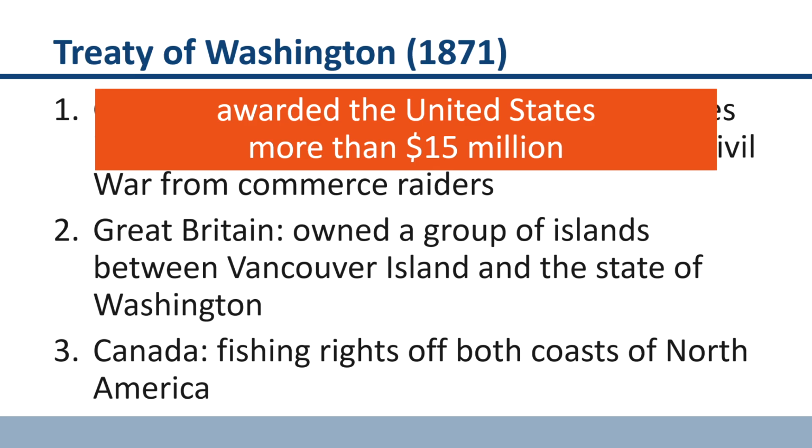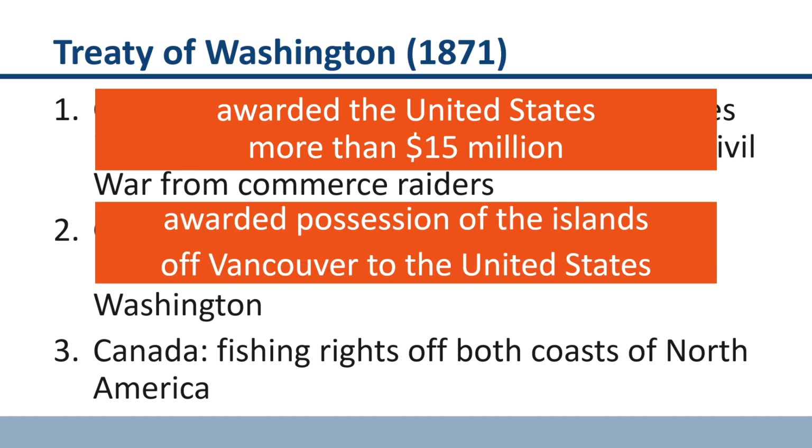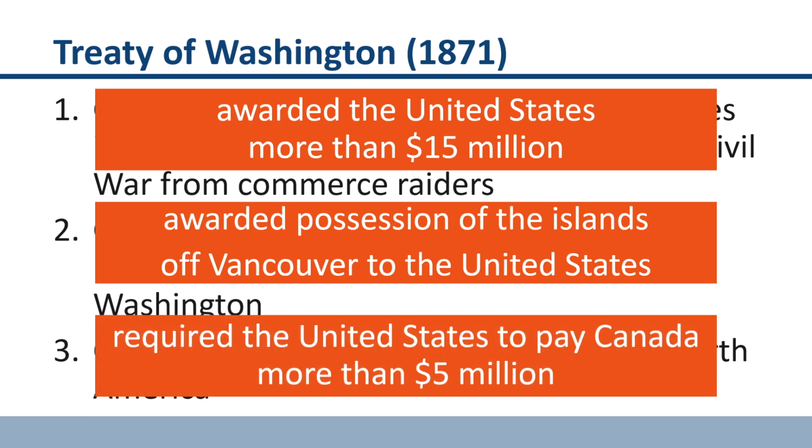Now, the United States and Britain settled all three issues with the Treaty of Washington, which set up international tribunals to deal with each question. One tribunal awarded the United States more than $15 million in damages from Britain for the destruction caused by the commerce raiders. Another tribunal awarded possession of the islands off Vancouver to the United States. And finally, the third required the U.S. to pay Canada more than $5 million for special fishing privileges. After the Treaty of Washington, there was greater friendship and cooperation between the U.S., Britain, and Canada.